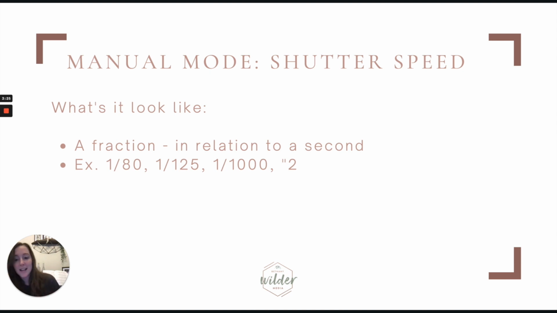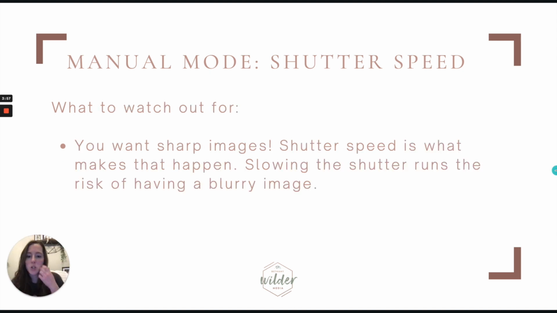So 1/80th of a second, 1/125th of a second, 1/1000th of a second. I'm not a math person, but 1/80th of a second is going to be slower than 1/1000th of a second. Okay? Do we need to pause for you to comprehend that? Okay, we're good. 1/80th is going to be a little slower. And then 2 seconds is going to be slower still.